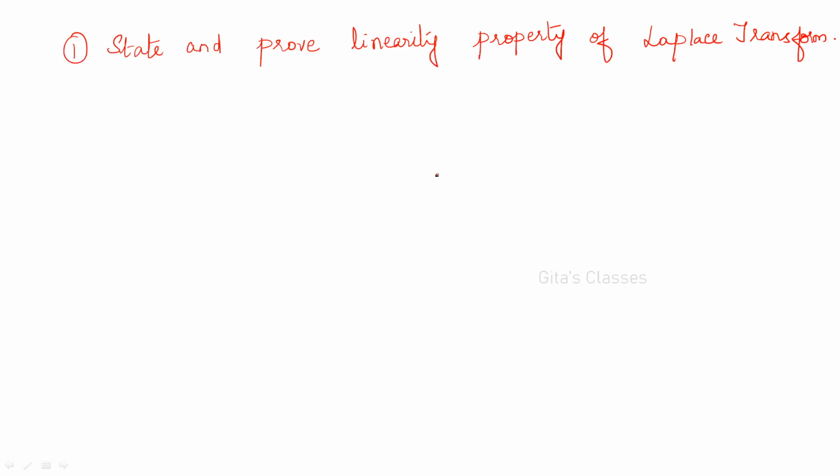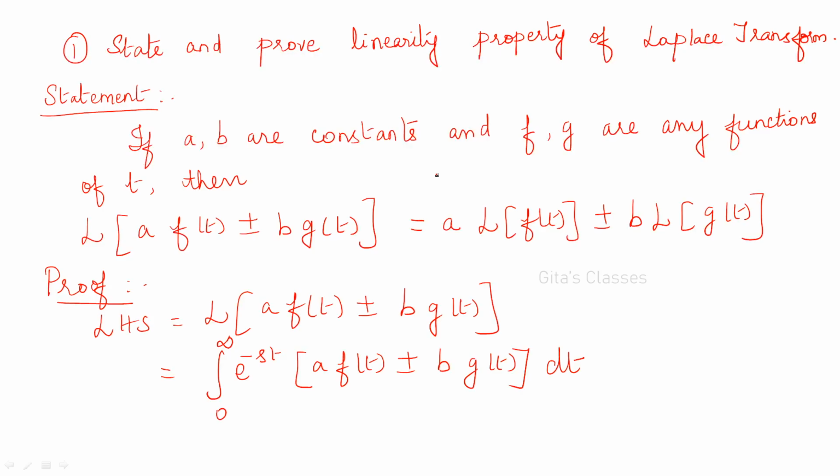The first problem is: state and prove the linearity property of the Laplace transform. This is the statement: if a and b are constants and f and g are any two functions of t, then L of a f of t plus or minus b g of t is equal to a into L of f of t plus or minus b into L of g of t. I can take the constant outside. Or you can write it as a f bar of s plus or minus b g bar of s, which is also fine.